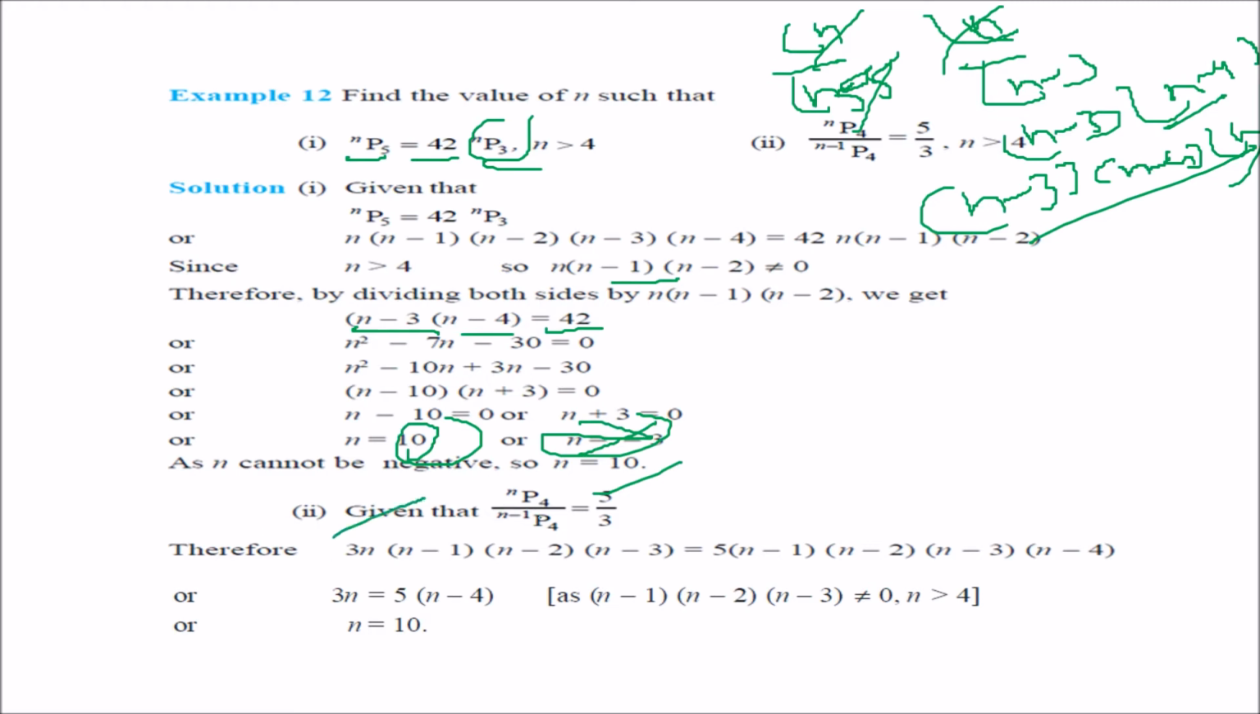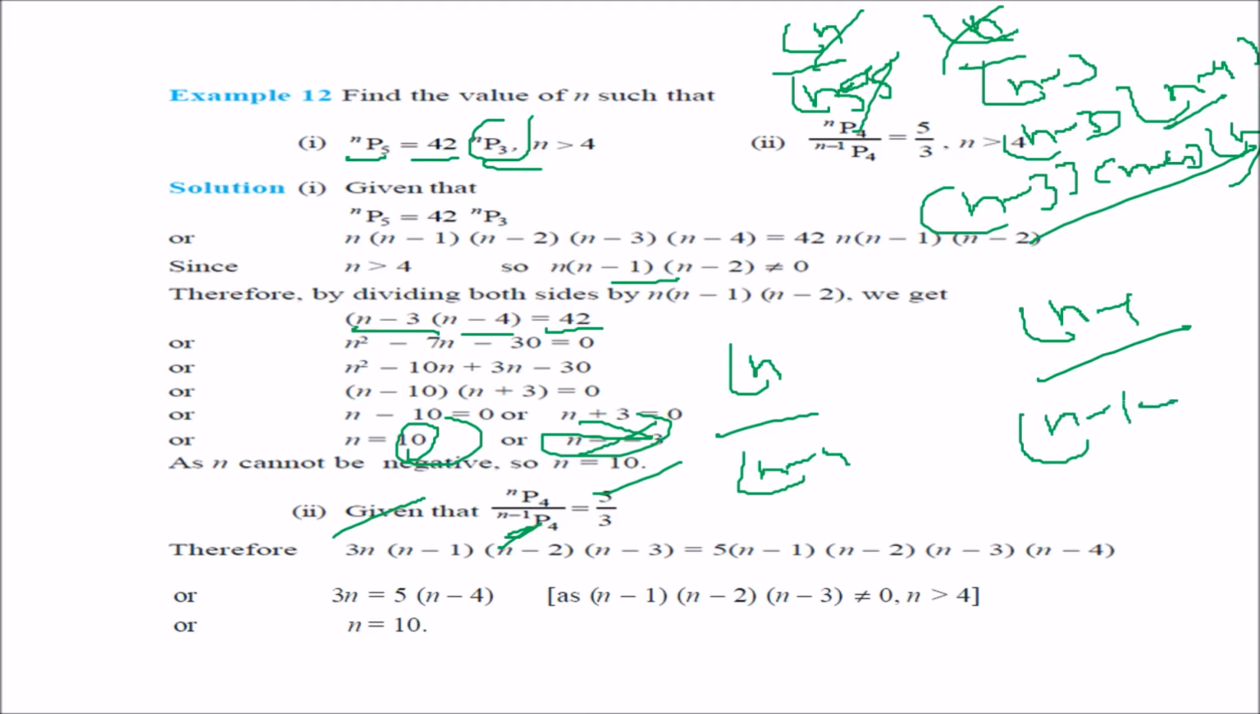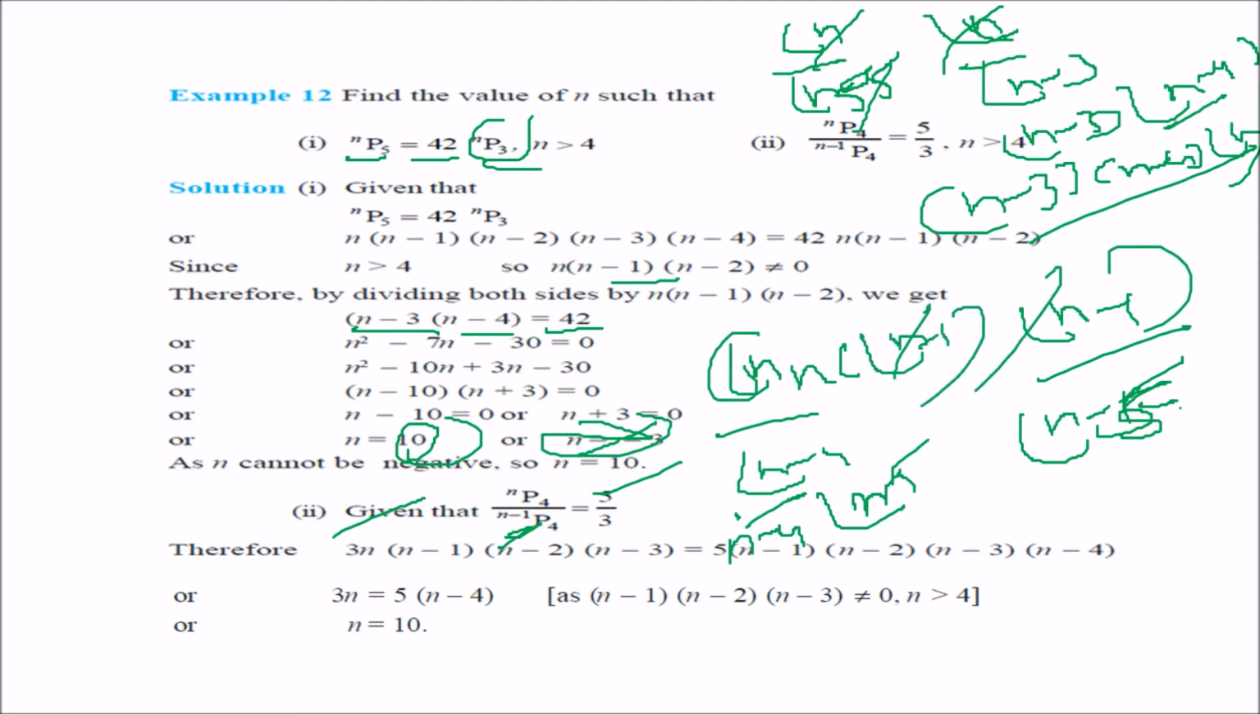How about nP4 and n minus 1 P4? And again, this is factorial n by factorial n minus 4. What about the below one? This is going to give you factorial n minus 1 by factorial n minus 1 minus 4, that is n minus 5. So factorial n minus 4 can be written as n minus 4 into factorial n minus 5. This can be written as n factorial n minus 1. You just cancel these two out, only n and n minus 4 will remain.